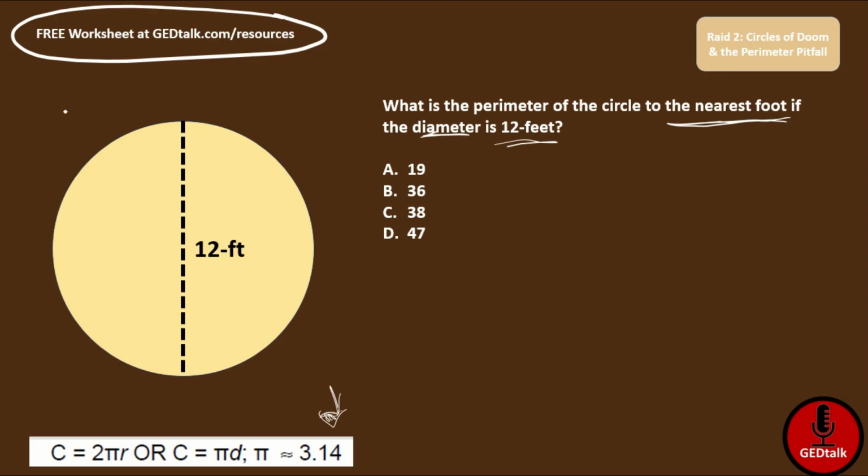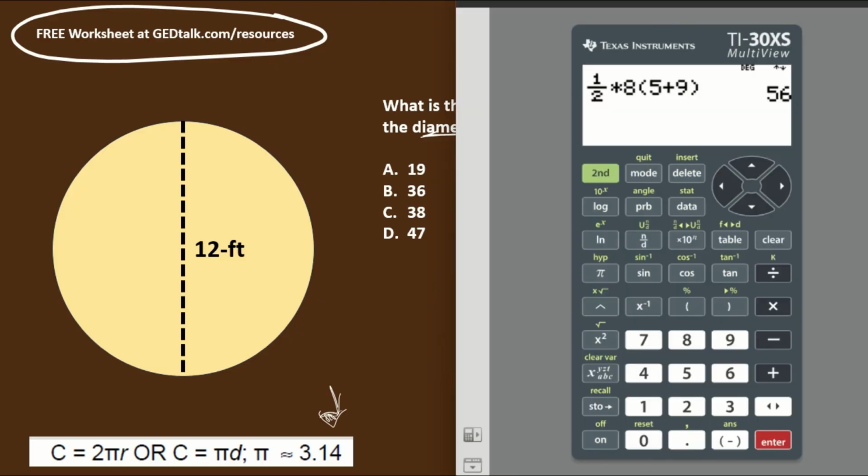And remember, folks, they're telling us that pi is equal to 3.14, not the entire pi number that we looked at earlier, but just up to 3.14. So let's go ahead and pull up our calculator again. And I know the formula I'm going to use, pi times the diameter. I know the diameter is 12. So all I'm going to do is 3.14 times the diameter, which is 12, and I hit enter, and I get 37.68.